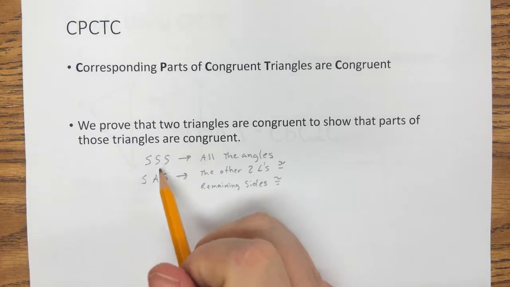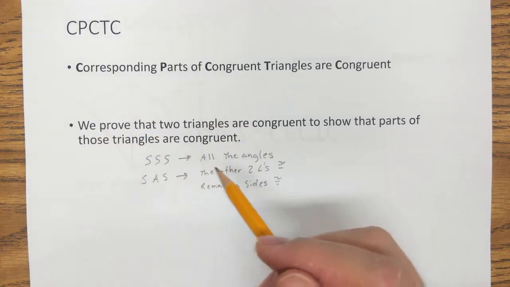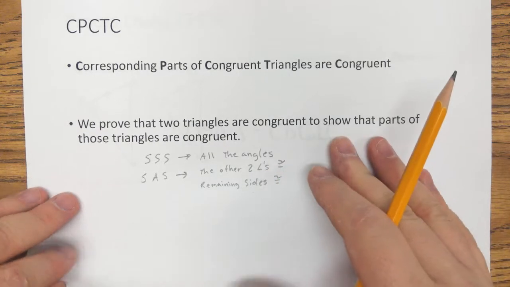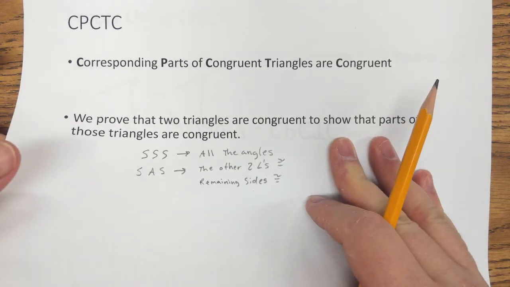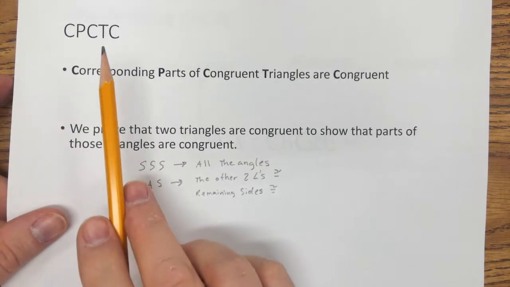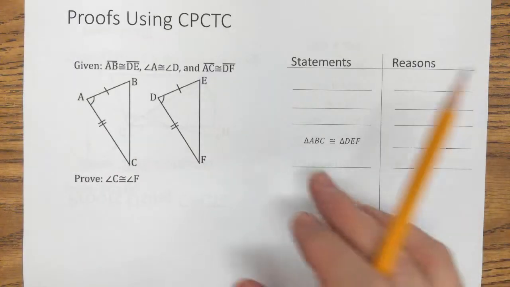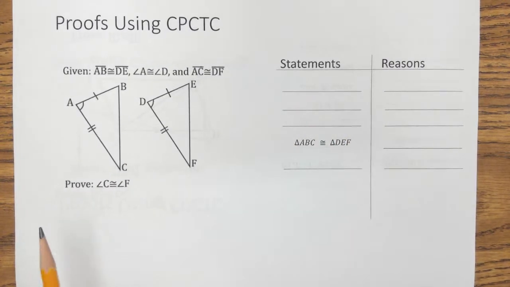So if I can prove the triangles are congruent given the information that I have been given, then I can show that the rest of the parts of the triangles are congruent as well. CPCTC, corresponding parts of congruent triangles are congruent. Let's do a proof. Okay.